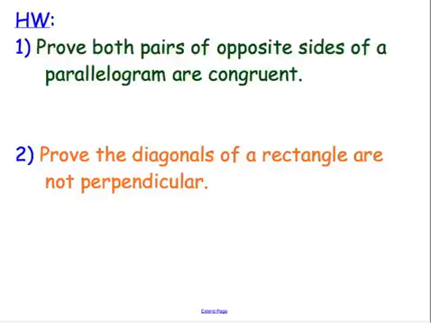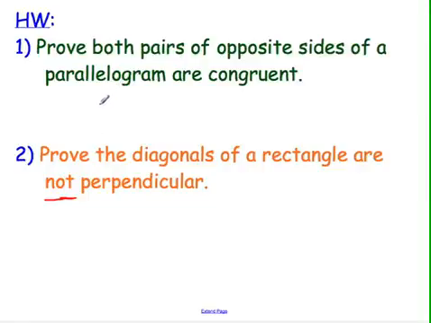Your homework is actually to do 2 proofs. It's to prove that both pairs of opposite sides of a parallelogram are congruent, and secondly to prove that the diagonals of a rectangle are not perpendicular. So make sure to write these down. Just do them on a separate piece of paper. You're going to be drawing the diagram. You're going to be coming up with some sort of plan. Any formulas you might use, make sure to write them out specifically.